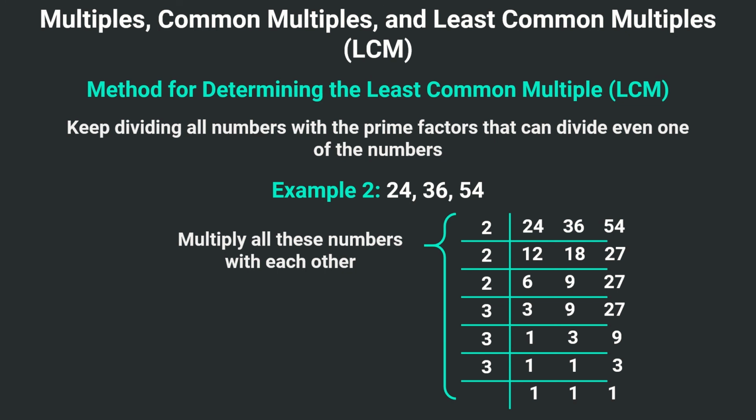So now we have to multiply all of these divisors with each other. So 2 multiplied by 2 multiplied by 2 multiplied by 3 multiplied by 3 multiplied by 3. So that is the cube of 6, which will be equal to 216. So this was the method by which you can determine the LCM of any two or more numbers.